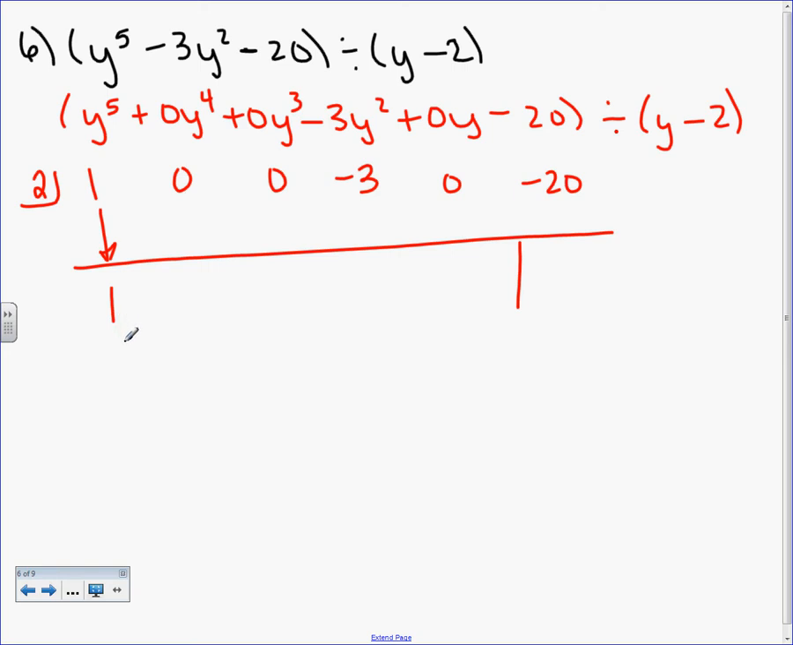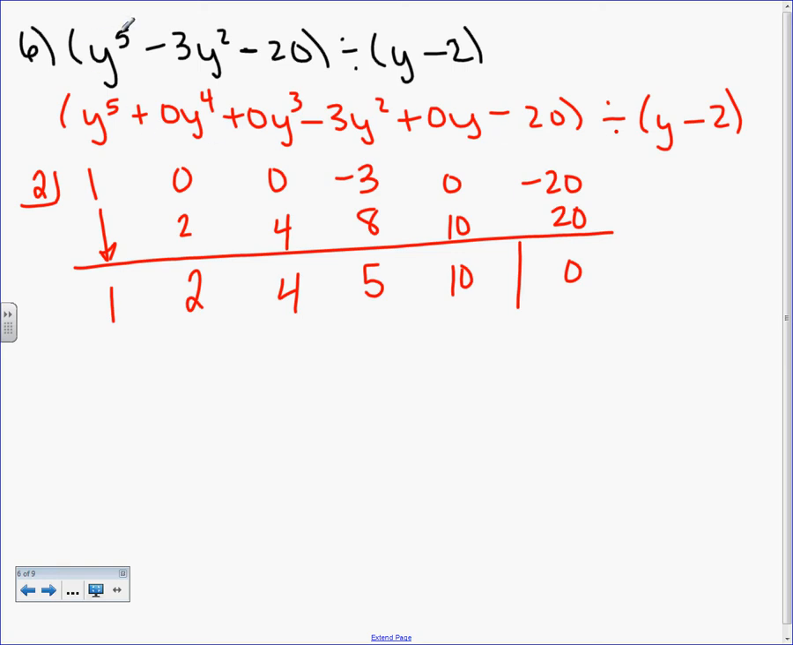Anything underneath the line gets multiplied by the box. So 1 times 2 is 2. What do I do with those? Add. So what's 0 plus 2? 2 times the box. 4, add, times the box, add, times the box, add, times the box, add. It's not always 0, obviously. We'll get there, but did I lose anybody?